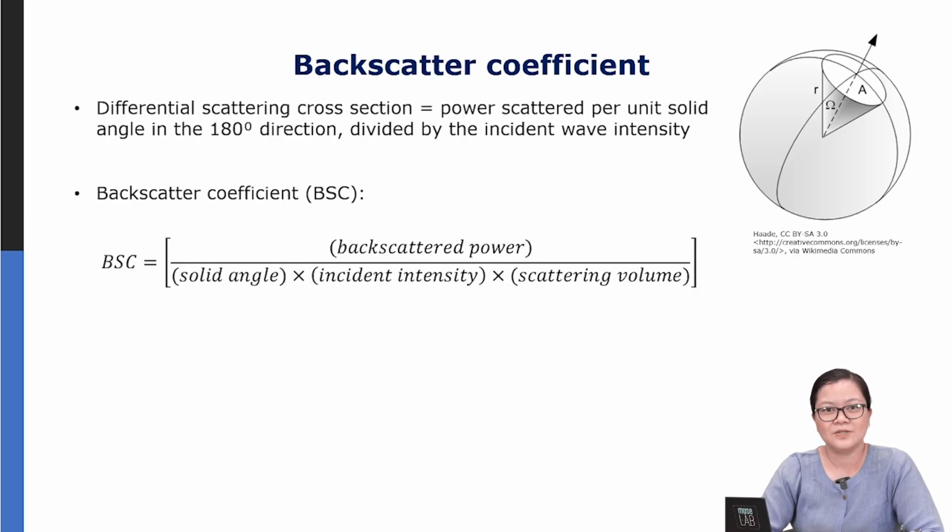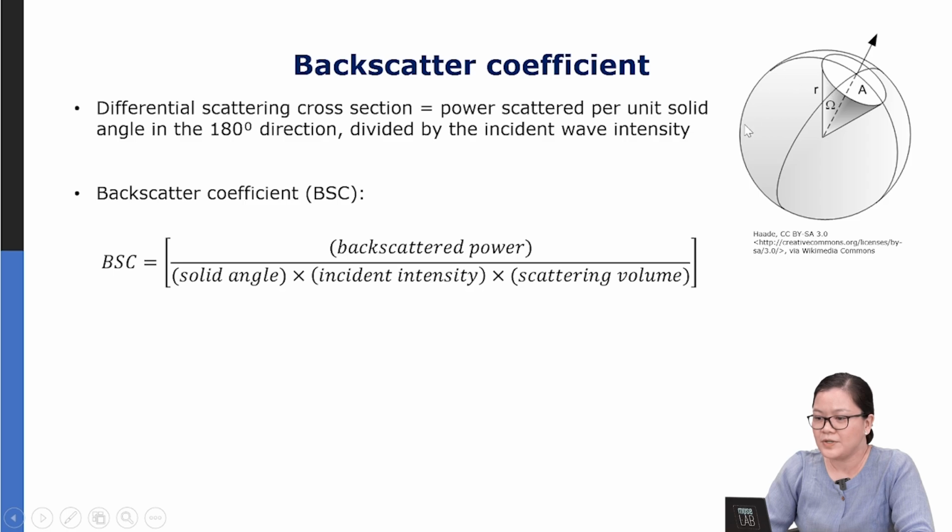Now, there is a metric that is used to quantify how much of the backscattered signal is being sent back to the transducer from the tissue, and this metric is called the backscatter coefficient. The definition of the backscatter coefficient is the differential scattering cross-section, and that is the power scattered per unit solid angle in the 180-degree direction. When we talk about scattering, the incident wave is propagating in the 0-degree direction, whereas the signals that are being scattered back into the transducer from the tissue are in the pi direction, or 180-degree direction. And in this formula, it's also divided by the incident wave intensity.